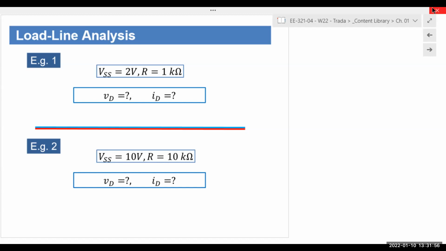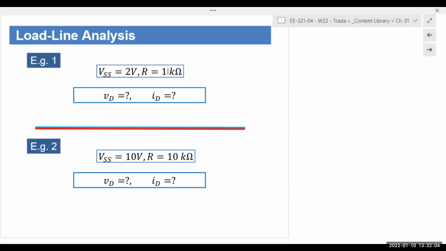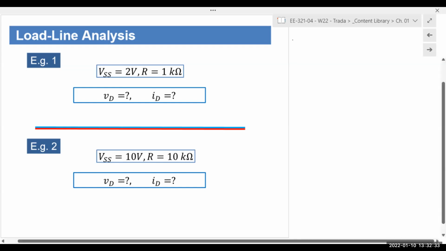In both examples, we are given the supply voltage VSS, and we're given the value of the resistor, 1K and 10K. Your homework has two problems that are also similar to these problems. Your quiz problems will also be very similar to these. So we'll look at these, you'll practice at home with the homework, you come to class on Wednesday, and then you're going to show me that you learned the load line analysis technique. Sounds good? Easy enough? All right, example 1.